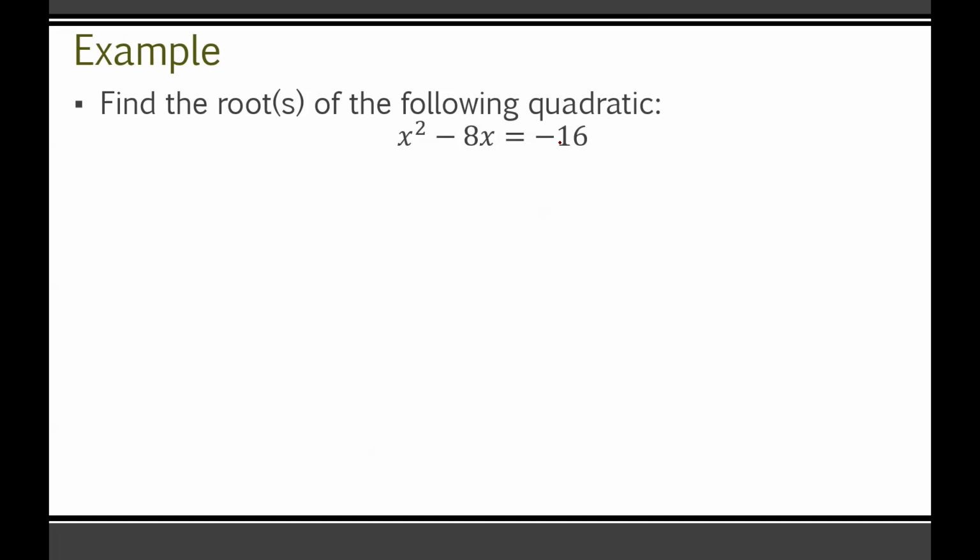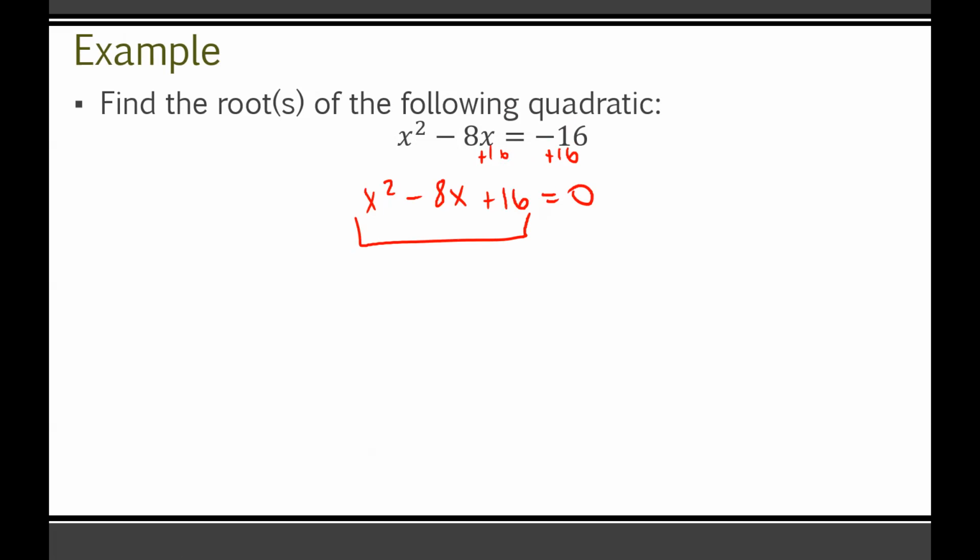Hopefully you caught the trick here. One side is not equal to 0, so what you have to do is put that negative 16 onto the other side by adding 16 on both sides. That's going to give you x squared minus 8x plus 16 equals 0. And this right here is what you've got to throw into your graphing calculator.